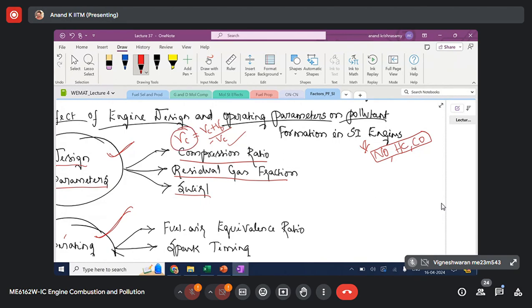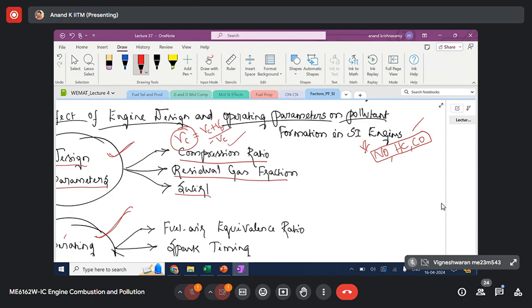engine. You know, RC, compression ratio, exists in a range. So you have to pick one number, one optimized number, so that you are not increasing this pollutant level significantly. This you need to do at the design stage itself. Otherwise, the pollutant control will become a difficult task later on. So at the time of designing the engine, you have to carefully fix the compression ratio. This is what you have to do.